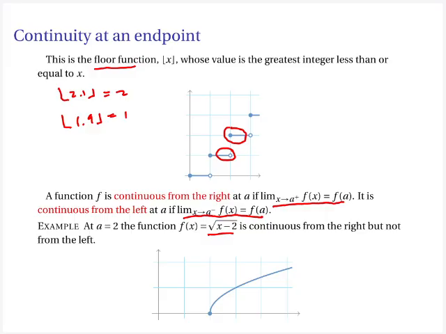So we have a function that's continuous from the right. If you take values to the right, you're good, but of course if you take values to the left, you're no good.